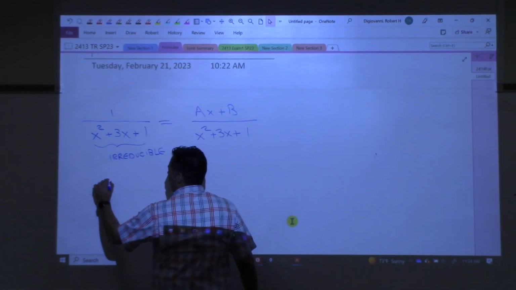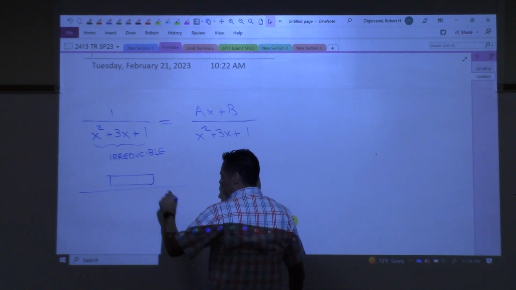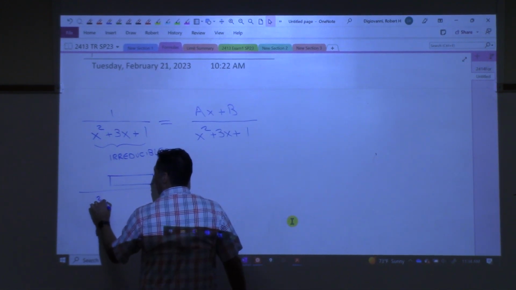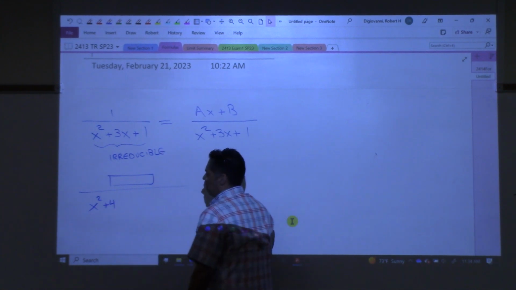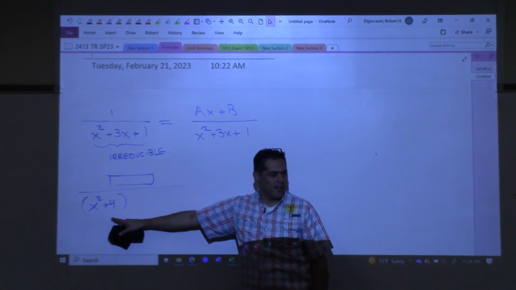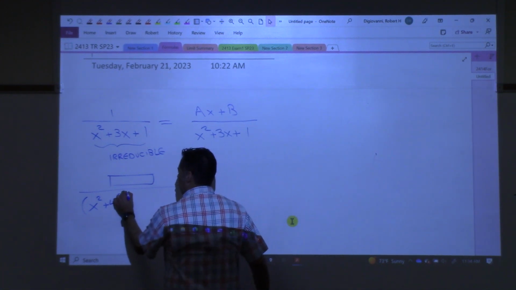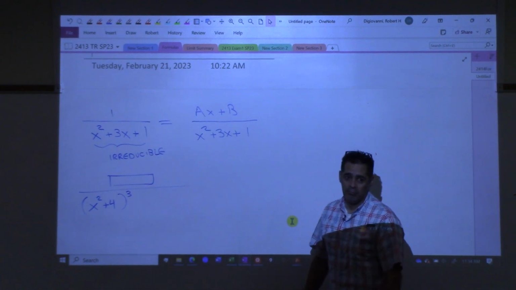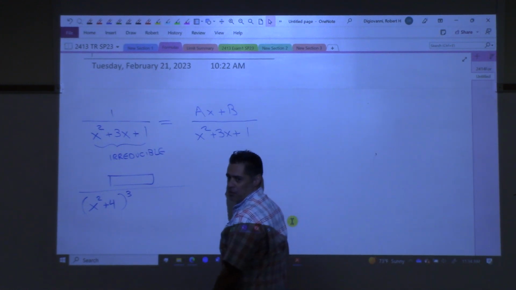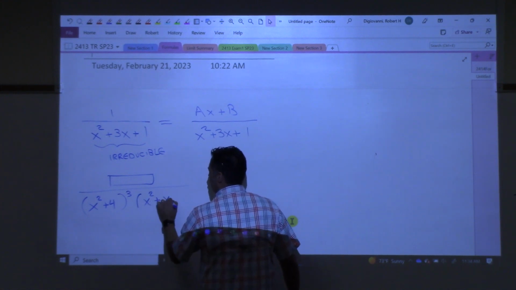Let me give you another example. Let's say we had, I'm not going to put a 1 up there, let's say we had something on the top, and on the bottom, let's say we have x squared plus 4. That's an irreducible quadratic, isn't it? That's a quadratic that can't be factored. Let's say next to it I have that cubed. It's a repeated quadratic, irreducible. And then let's say next to it I have another irreducible quadratic like this.